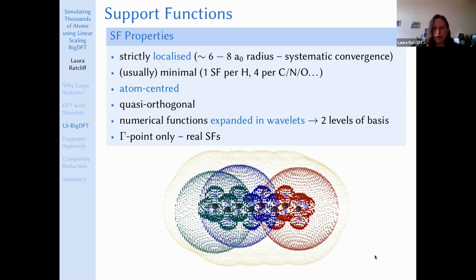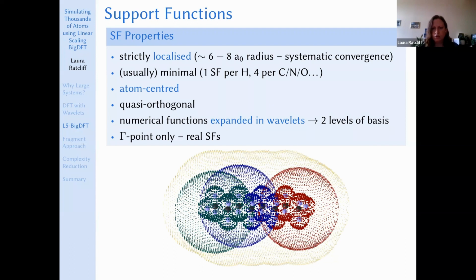So just to say a bit more about these support functions, so these are strictly localized within some radius, usually around 6 to 8 Bohr, but this is a user-defined parameter. So just like the underlying wavelet basis, you can systematically converge the calculation by increasing this radius. We usually have a minimal basis, although the user is also free to choose this. So usually one support function per hydrogen atom, 4 per carbon, nitrogen, oxygen atom, etc. These are also atom-centered and quasi-orthogonal.